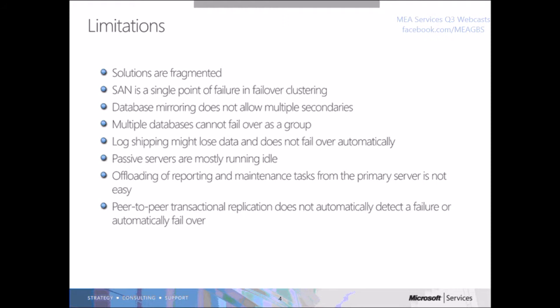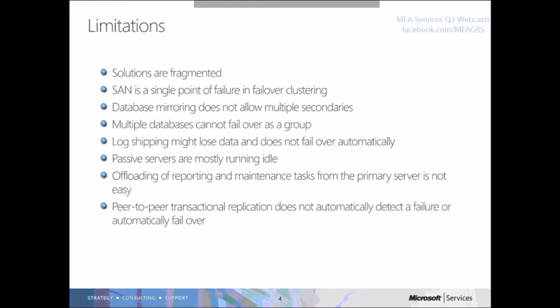Mirroring allows one mirror, and you get automatic failover of a single database only. So if you wanted to have multiple databases fail over at the exact same time, then we needed to do some custom coding and custom implementation. But again, there's no guarantee that it's going to work at the time when you require it. LogShipping, likewise with mirroring, depends on the backup and restore times. We may end up losing some data, and we also don't get automatic failover.